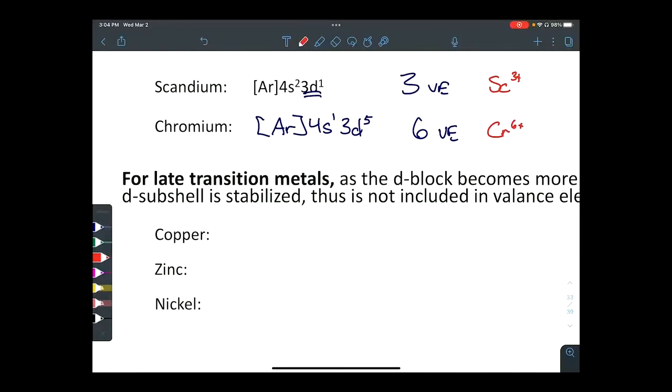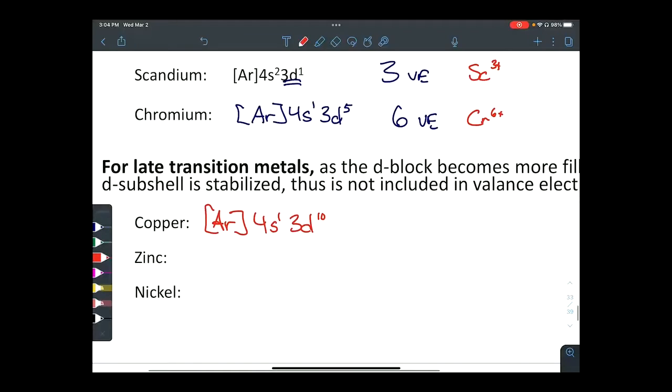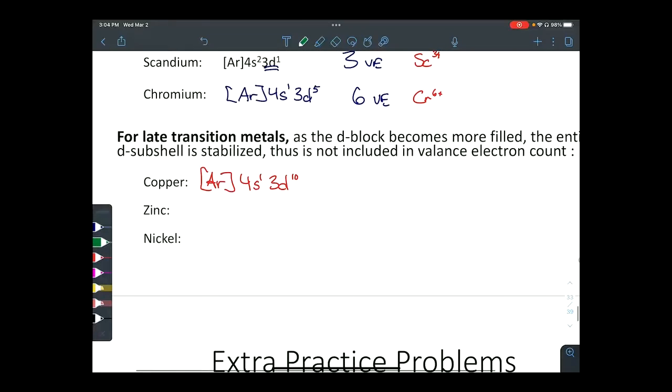Copper, if we write out the electron configuration for copper, is one of our anomalous electron configurations. It is argon 4s1 3d10. It's one of the anomalous ones where it should be 3d9, but one of those s electrons jumped ship to the D shell to make it completely filled. So copper is interesting. We typically see copper 1+ and copper 2+. Copper is weird and it's harder to see, but copper actually has 2 valence electrons here.